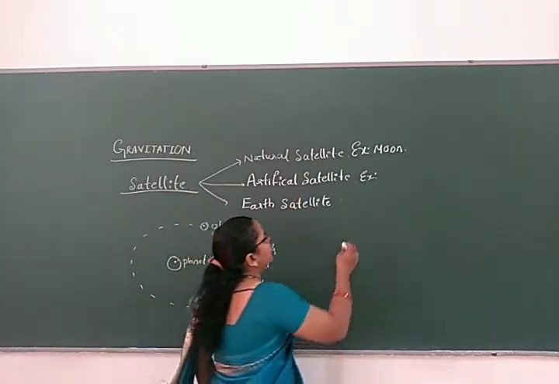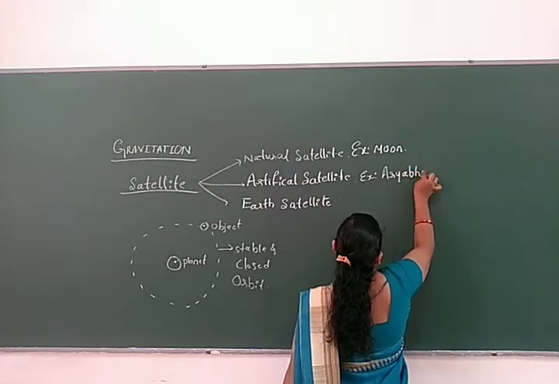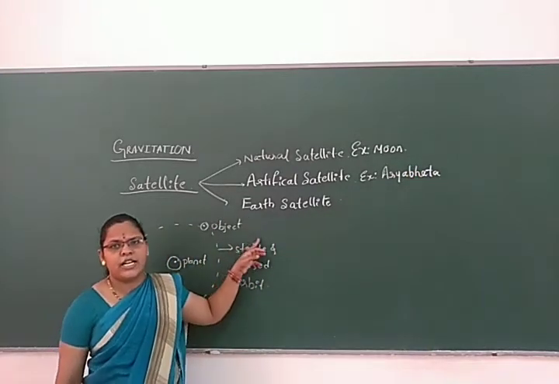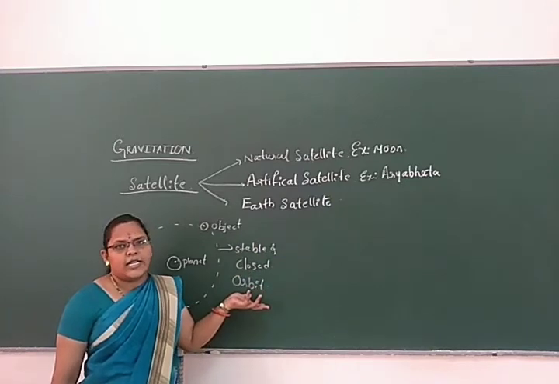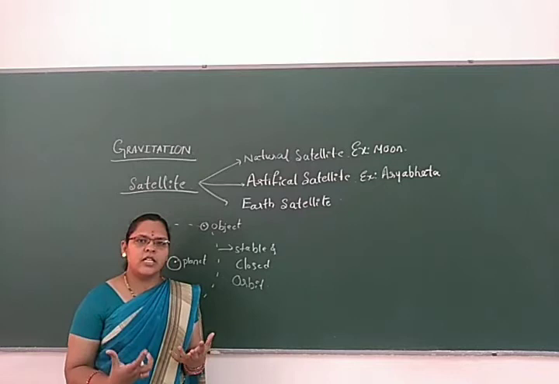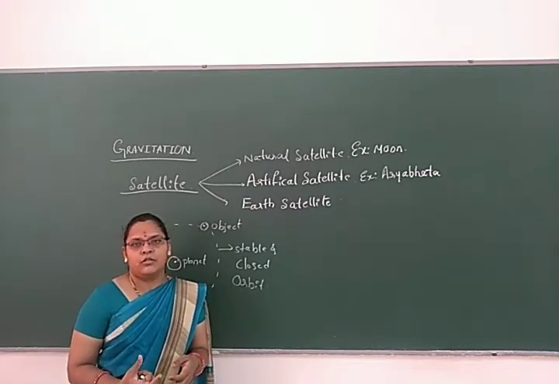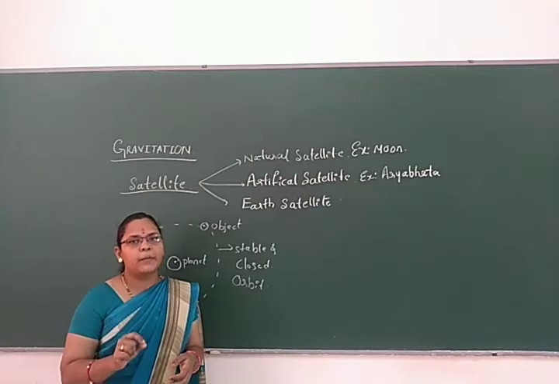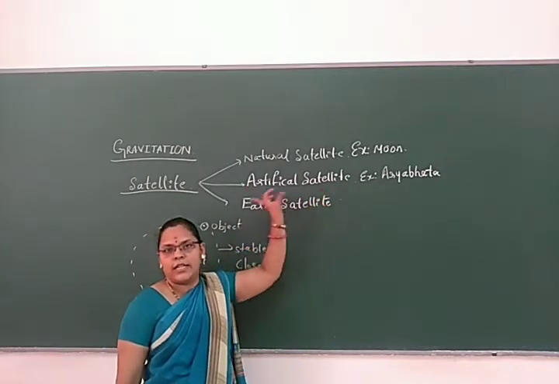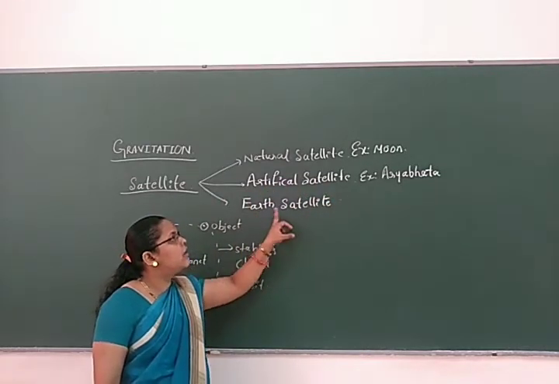You can take the example of Aryabhata. You can take plenty of artificial satellites. Many satellites are created by man, and they are created in such a way that each satellite has its own function. It is fixed for that purpose only, and it is launched for it. So that is doing its work. That is the artificial satellite.